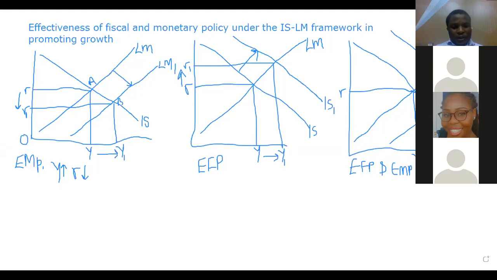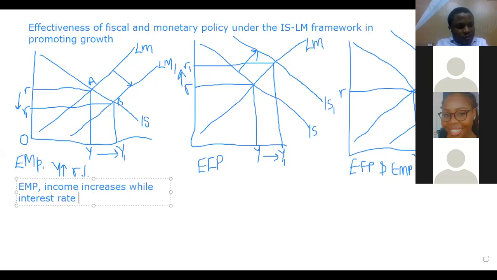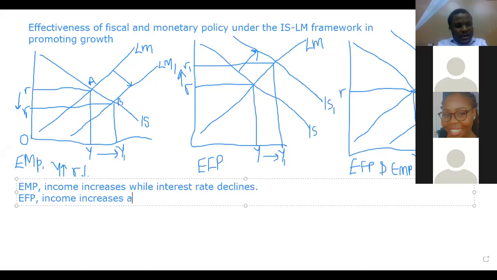So look at the implications we can draw here. For expansionary monetary policy, what happens? Income increases while interest rate declines. That is the first thing we know. For expansionary fiscal policy, what happens? Income increases and interest rate also increases.